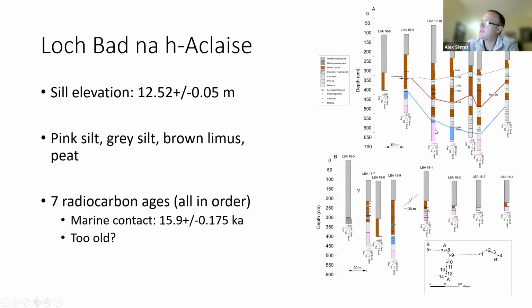And so we get this classic sequence of pink silt, blue marine, brown lacustrine, and then the peat on top of it. And we got 7 radiocarbon ages from sort of the middle of the basin, and they're all in sort of stratigraphic order, and they date back to about 15.9 thousand years ago.